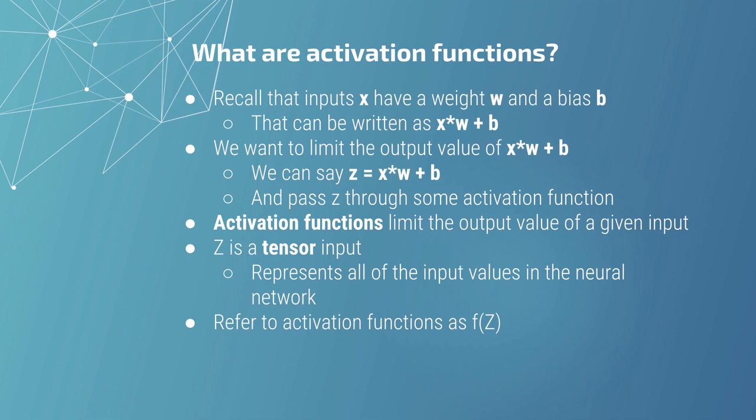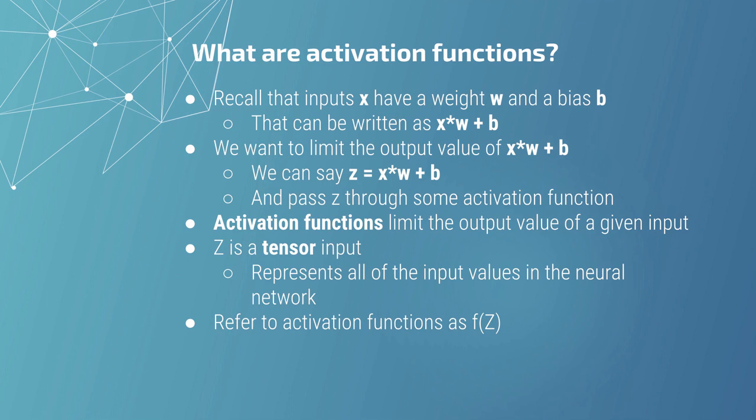Recall that inputs X have a weight W and a bias B. This was a while ago, and if you have short-term memory like me, you might not remember. But you can write that as X times W plus B. Remember the summation function where when we added weights and biases, the equation became Y equals X1 times weight 1 plus B plus X2 times weight 2 plus B. And we want to limit the output value of X times W plus B.